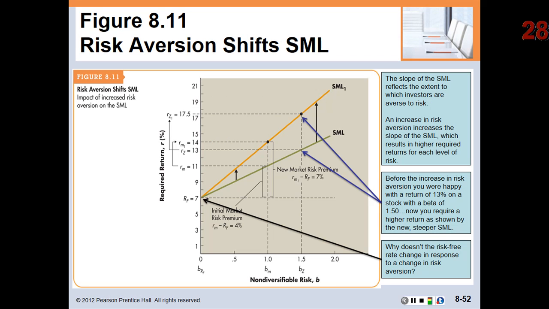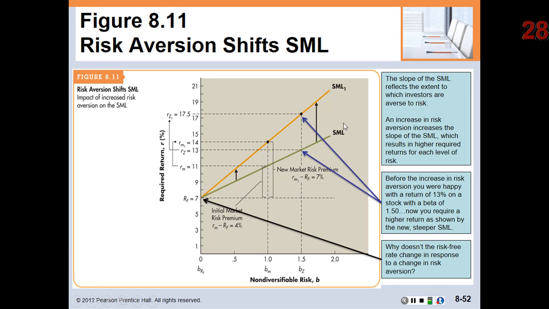The second item that will change the security market line is a change in risk aversion. We said earlier, and we've talked about this several times, risk aversion simply means that you must be compensated for taking additional risk. It doesn't mean you don't like risk. It just means you have to be paid for taking additional risk. So let's say that this is our original security market line, again the green line here. And for whatever reason, investors have become more risk averse.